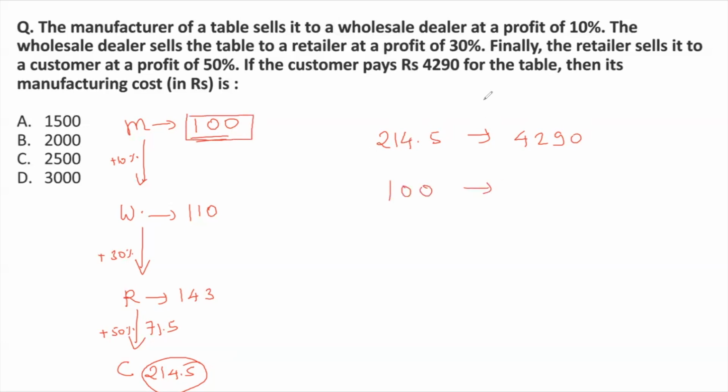Very simple logic, guys. If you observe 214.5, the double is 429 and we have a zero. That means this number is getting multiplied by 20. So the manufacturing cost is also in that same proportion, increasing by 20. That means the actual manufacturing cost is rupees 2000. And now that is very clearly the B option in this case.